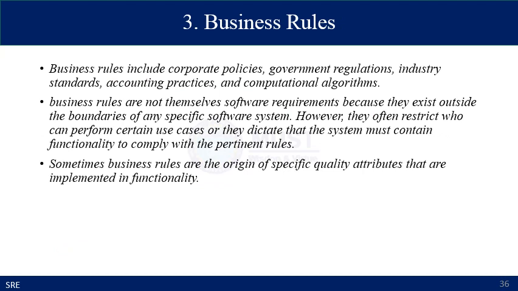Then, as we described earlier in the slide of the levels of the requirements, we discussed that some business rules are also part of your software requirement specifications. Business rules include corporate policies, government regulations, industry standards, or accounting practices and computational algorithms. Business rules are actually the working of your businesses in real industry. So certain corporate policies may apply to certain organizations.